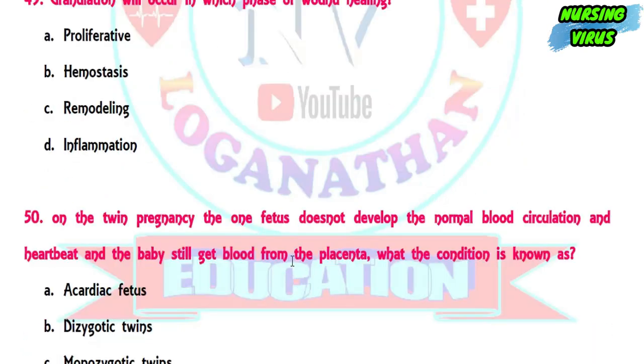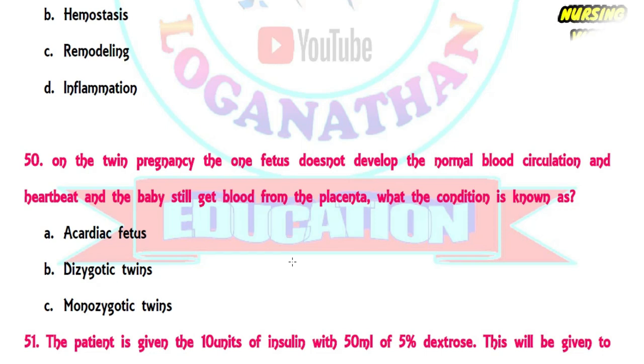So the next one, in a twin pregnancy, one fetus does not develop normal blood circulation and heartbeat, and the baby is still getting blood from the placenta. What is the condition known as? Acardiac fetus, dizygotic twins or monozygotic twins. So the correct option is acardiac fetus. The fetus does not have a heart, so acardiac fetus will be the correct one.